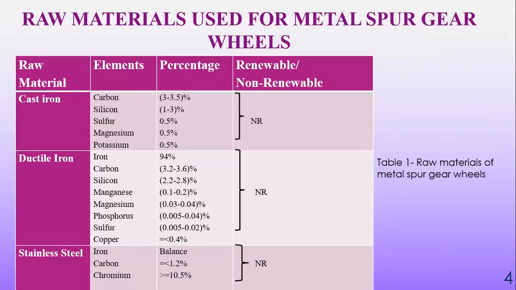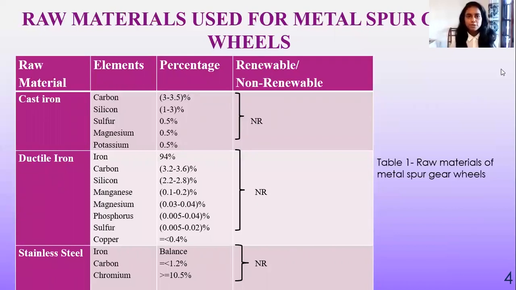I am Tashini. Now I am going to talk about raw materials used for Metaspore gears. They are cast iron, ductile iron and stainless steel. And also this slide shows elements and percentage of raw materials.